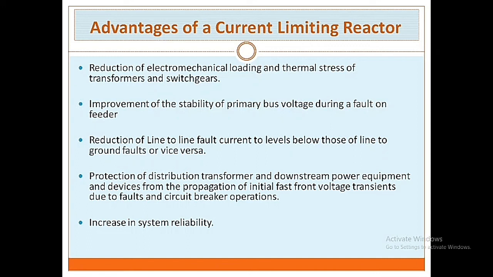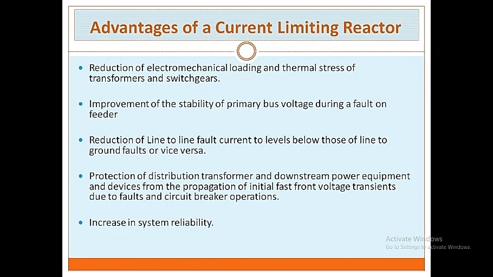Now what are the advantages of current limiting reactors? First, reduction of electromechanical loading and thermal stress of transformers and switchgears. Second, it improves stability of the system. Third one is the reduction of the line to line current to levels below those of line to ground faults or vice versa.